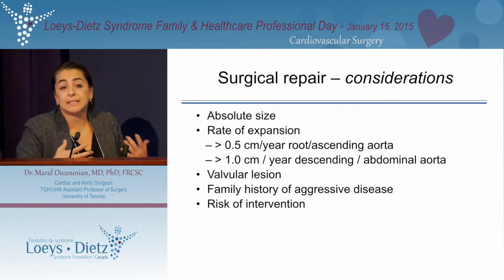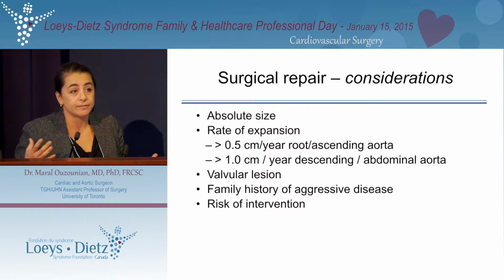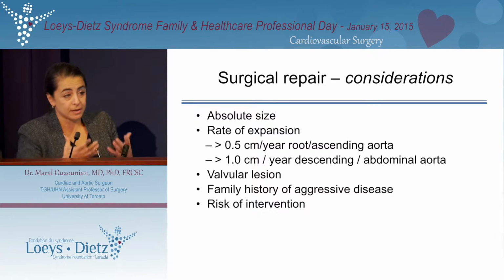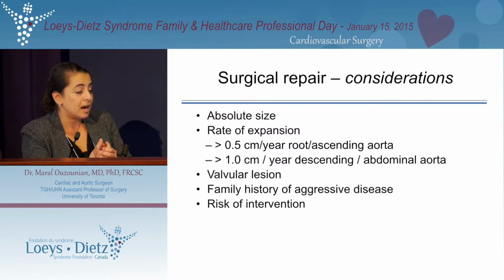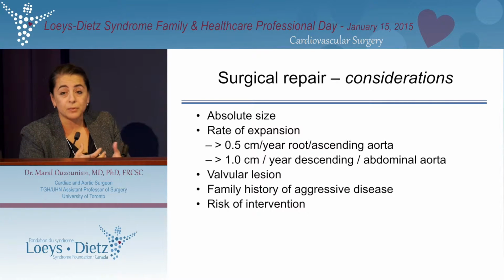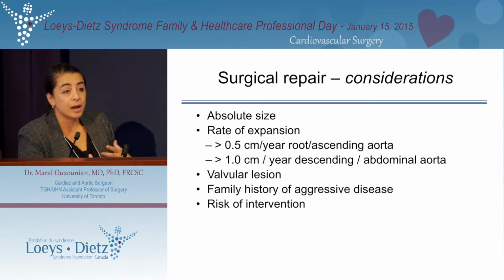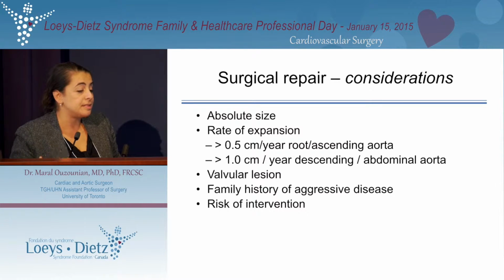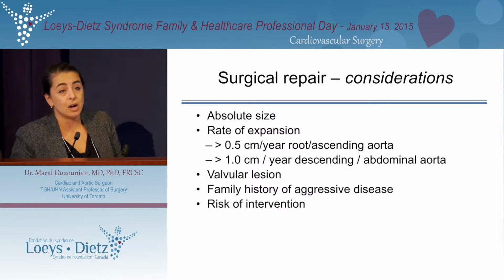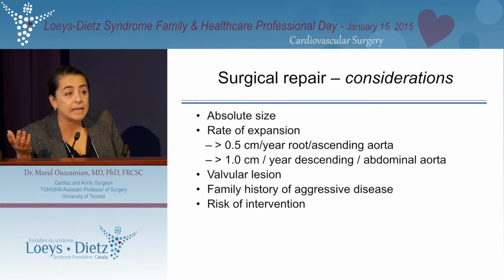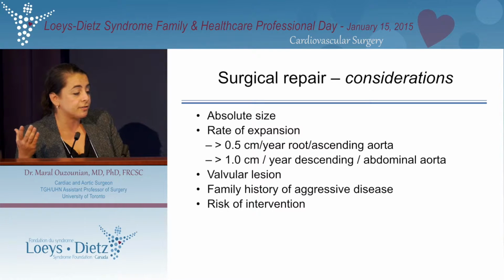Some patients have very stable aortas that don't change in size for years, whereas others expand quickly. We hope that as medical treatment improves, we will have more of those stable patients. So expanding more than 0.5 centimeter per year in the root and ascending aorta, or more than 1 centimeter per year in the descending or abdominal aorta, those are concerning numbers to us, and if we saw that, we would intervene earlier. Patients who also have, for example, a very leaky aortic valve would prompt us to intervene earlier.